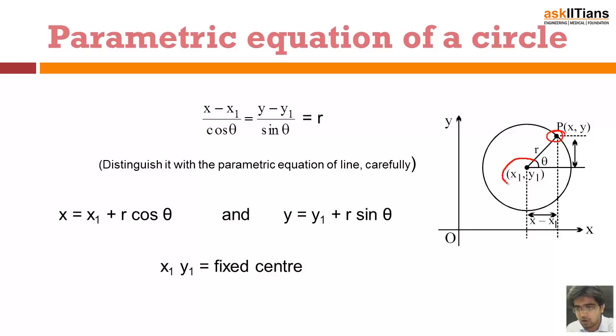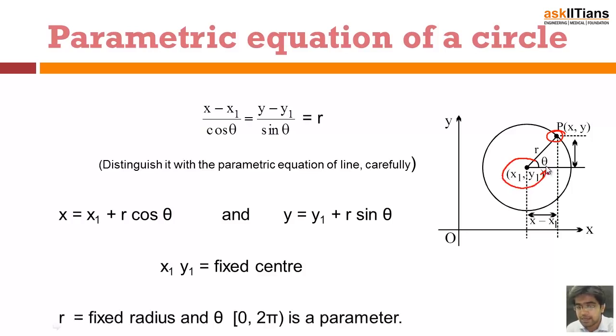I can put any value of theta from 0 to 2 pi, and each and every value of theta will give me a different coordinate. So by varying the values of theta, I will get each and every coordinate that is lying on the circle. So the parametric equation is very useful when you need to assume any point on the circle, because these r cos theta and r sin theta can be eliminated very easily.